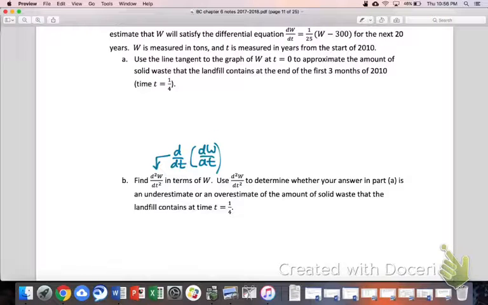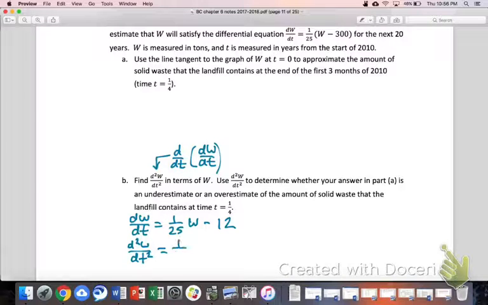So what I'm going to do is I'm going to say dw dt is equal to 1/25 times w minus 300. I think what I'm going to do is go ahead and distribute that 1/25. That might make this a little bit easier. So I'm going to say dw dt equals 1/25 w minus, and then 300 divided by 25, of course, is 12. So we end up with something like this. And now we are going to do d/dt to that. So as I do that, I'm going to get d squared w over dt squared, and that was the idea. That's what we're looking for.